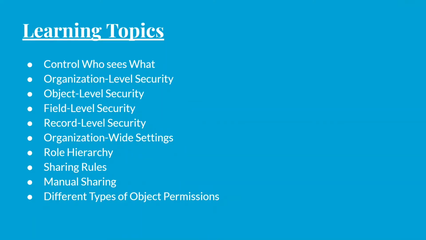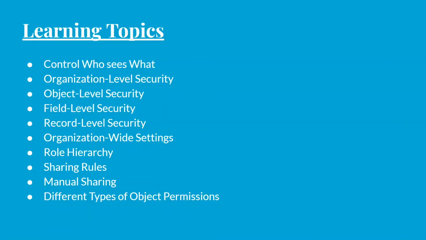Then we have different levels of security that can be used. The first one is organization level security. Then you have something called object level security. Then at the field level, and then the record level. So these are the four levels of security that can be defined in Salesforce to control who sees what.